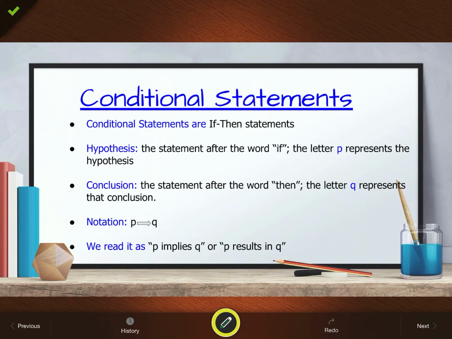So, what are conditional statements? Again, kind of already talked about it. They are if-then statements. If you give a pig a pancake, then she'll want some maple syrup.